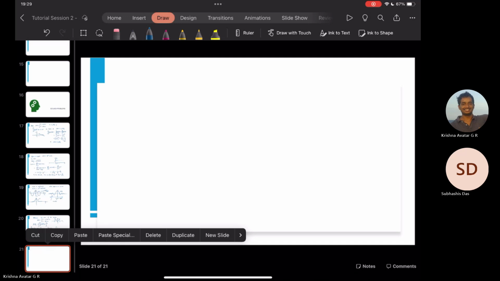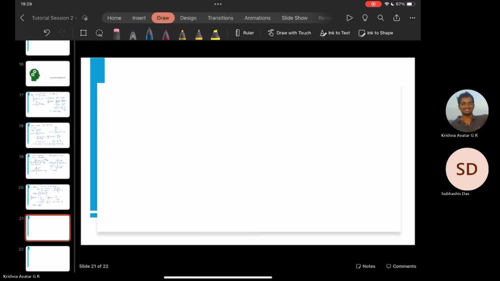Fine. And let's say we have phi of t and psi of t, where phi is like the scaling function, and psi is our wavelet function.